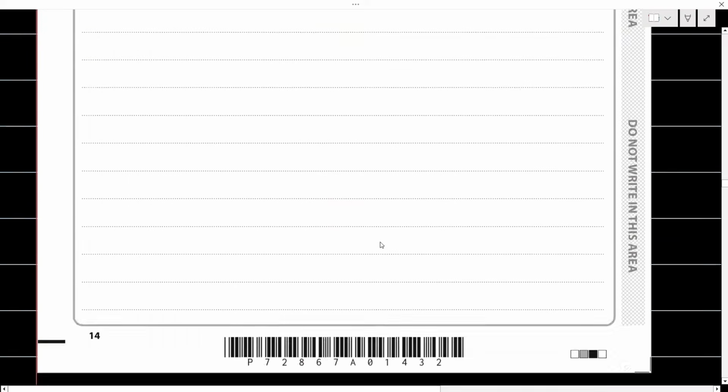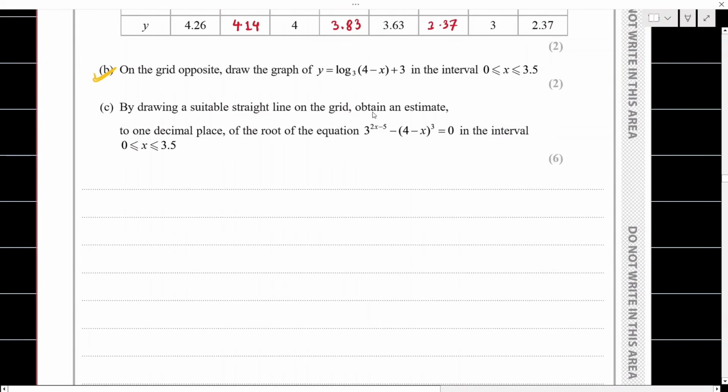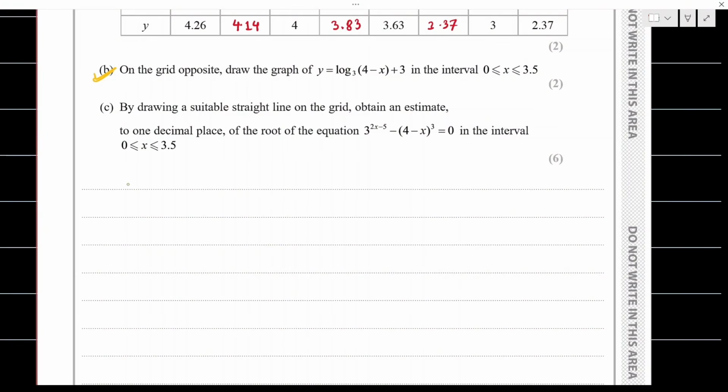So now for part C, we have to draw a suitable straight line on the grid to obtain an estimate for the solution of this equation. In order to find the solution, I can simplify this expression. We have 3 to the power of 2x minus 5, minus (4 minus x) cubed, equal to 0. We can write this as 3 to the power of 2x minus 5 equals (4 minus x) to the power of 3.